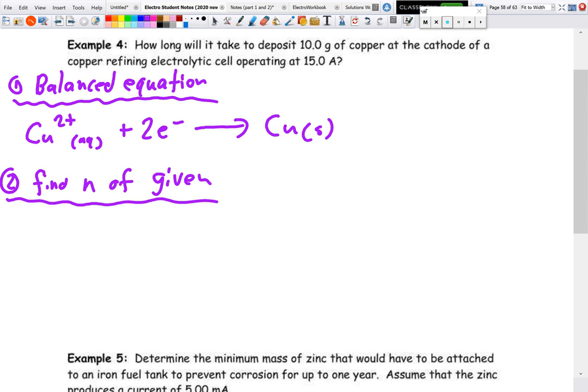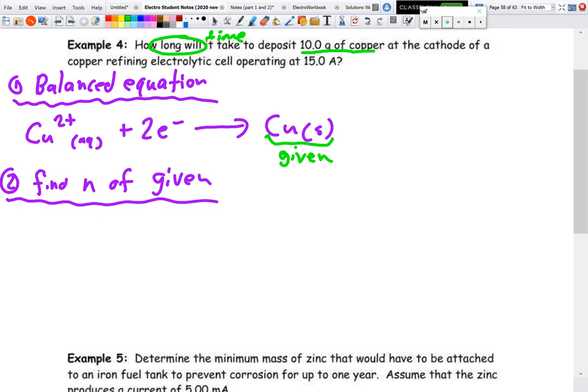All right. Now, before we go on to step number 2 and find the number of moles of our given, we can highlight what is wanted and what is given. When we reread the question, how long will it take to deposit 10 grams of copper, because we have 10 grams there, we know our copper solid is our given substance. Now, it doesn't specifically say anything about the number of moles of electrons, but because it's asking how long will it take, we know how long is just time.